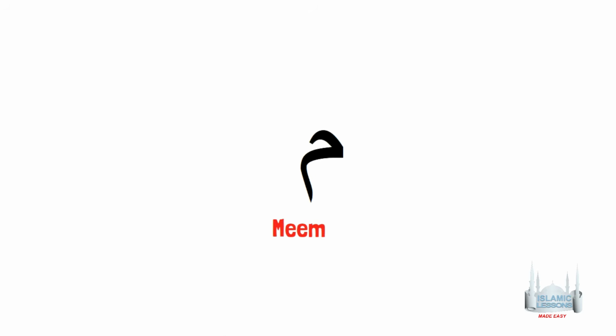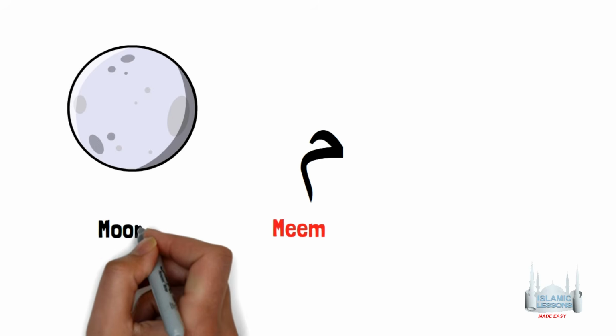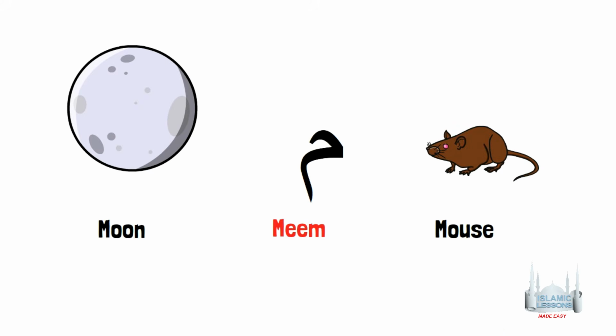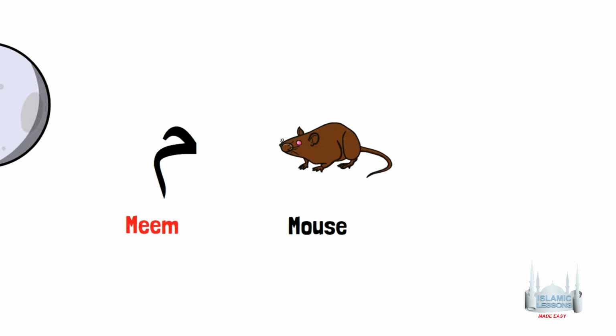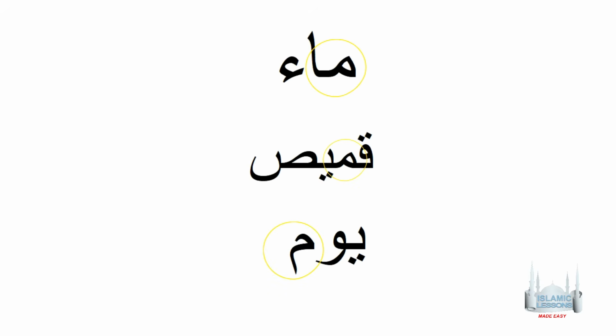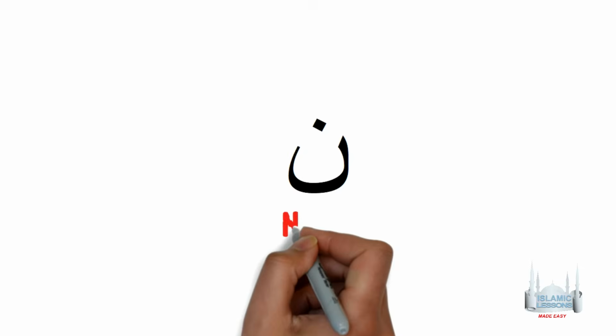This letter is called mim. It is a light letter. Mim makes a similar sound in English to the letter M in the word moon or the word mouse. This is what the mim looks like at the beginning, like this in the middle, and like this at the end of a word.